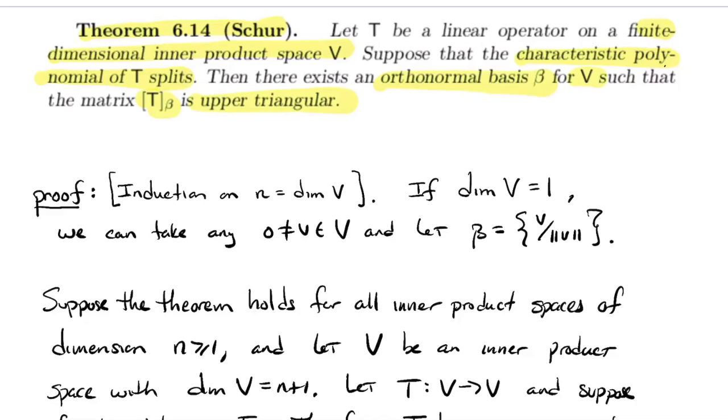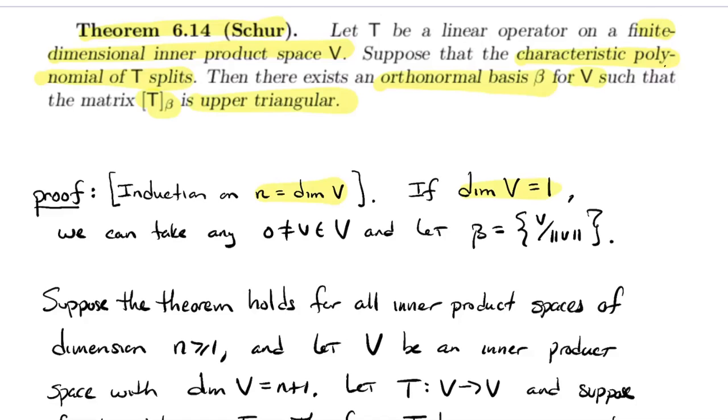So Schur's lemma is that if you have an operator on a finite dimensional inner product space whose characteristic polynomial splits, then you can write the matrix of that operator as an upper triangular matrix in some orthonormal basis. So we're going to prove that by induction on the dimension of V.